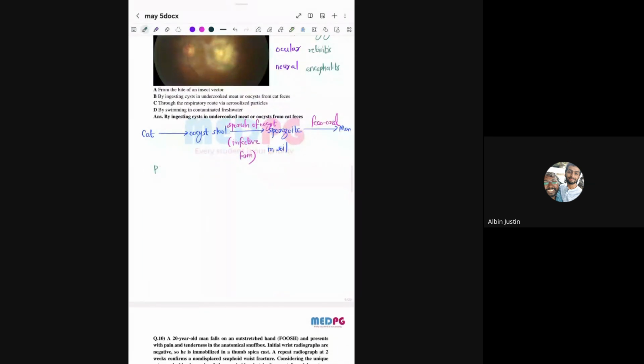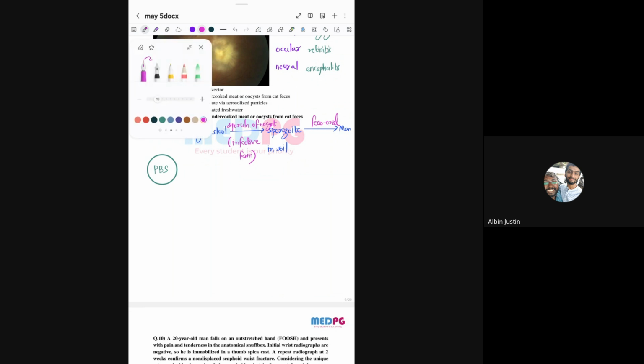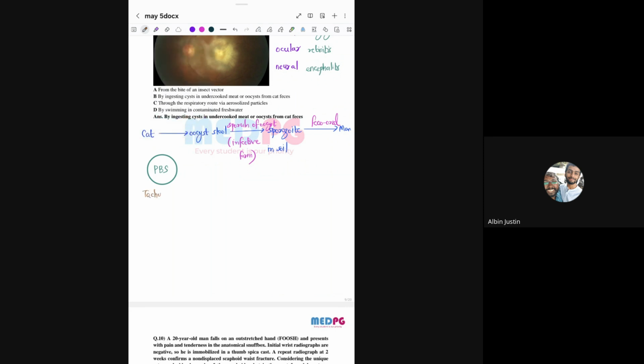We do a peripheral blood smear. And what do you find? You get tachyzoites that are spindle shaped.